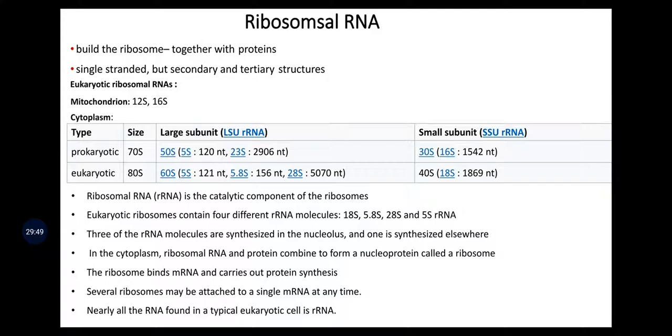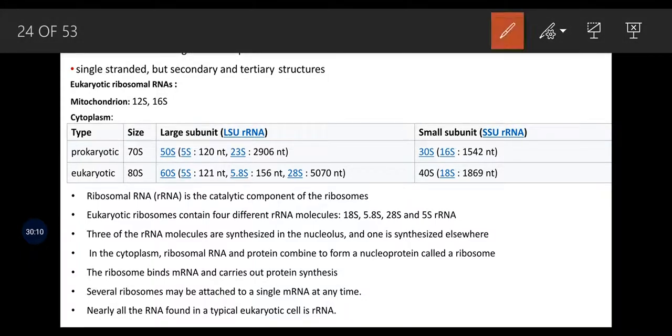Here, S indicates the Svedberg units, that means the size of that particular ribosomal unit. In prokaryotes and eukaryotes, it differs. Always it is classified as large subunits and small subunits. Large subunits are represented as LSU and small subunits as SSU. In prokaryotes, the size of the ribosome is always 70S. It has a larger subunit of 50S and a small subunit of 30S.